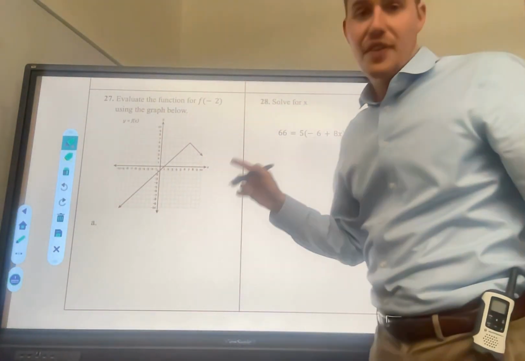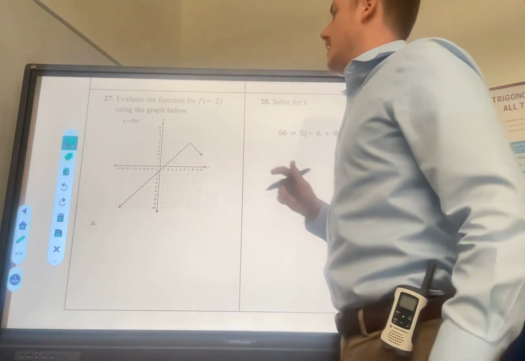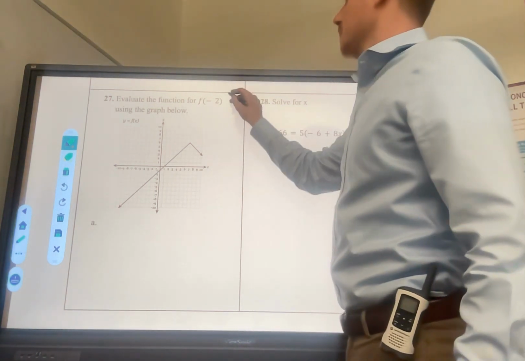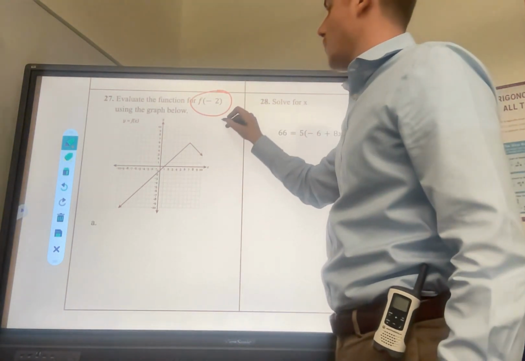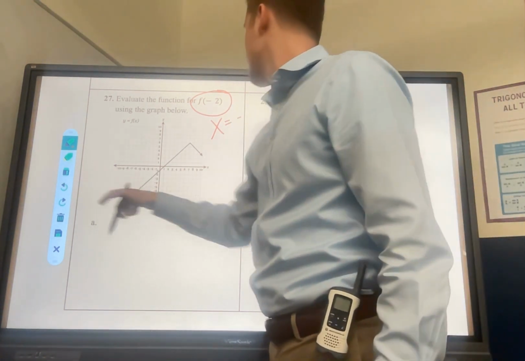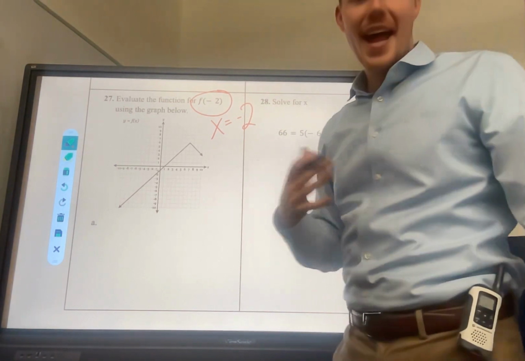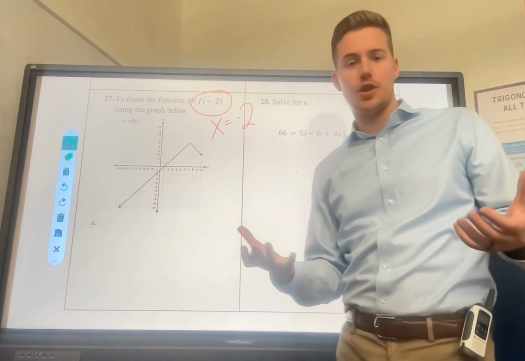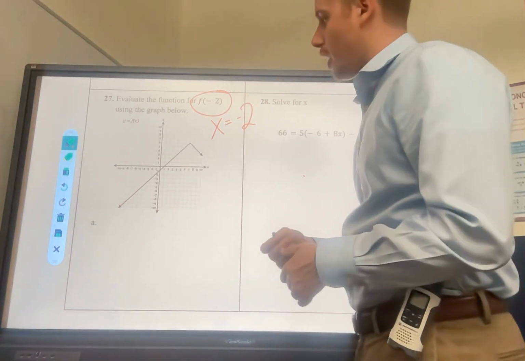All right. So it says evaluate the function for f of -2 using the graph below. So in plain English, that means, hey, what's going on when x equals -2? That's the question you're being asked. And we need to look at our function here.